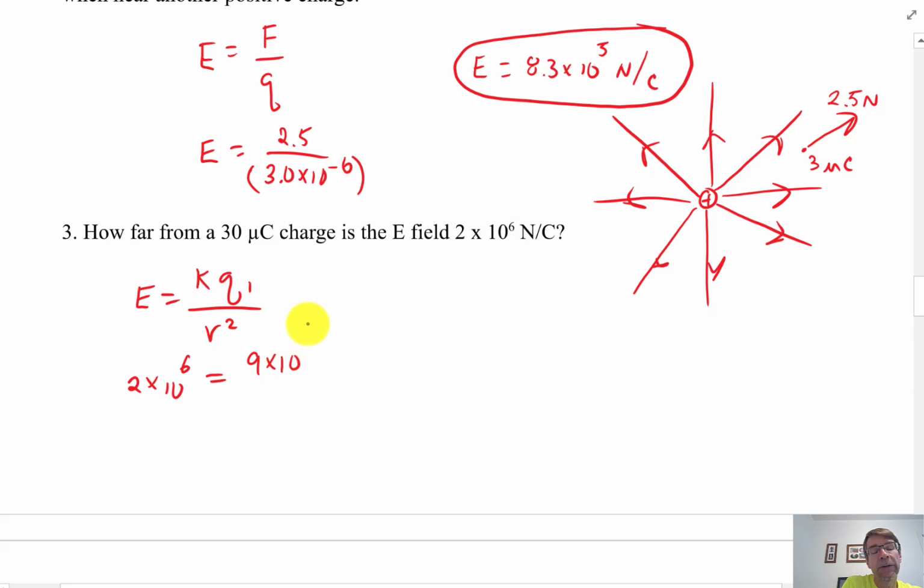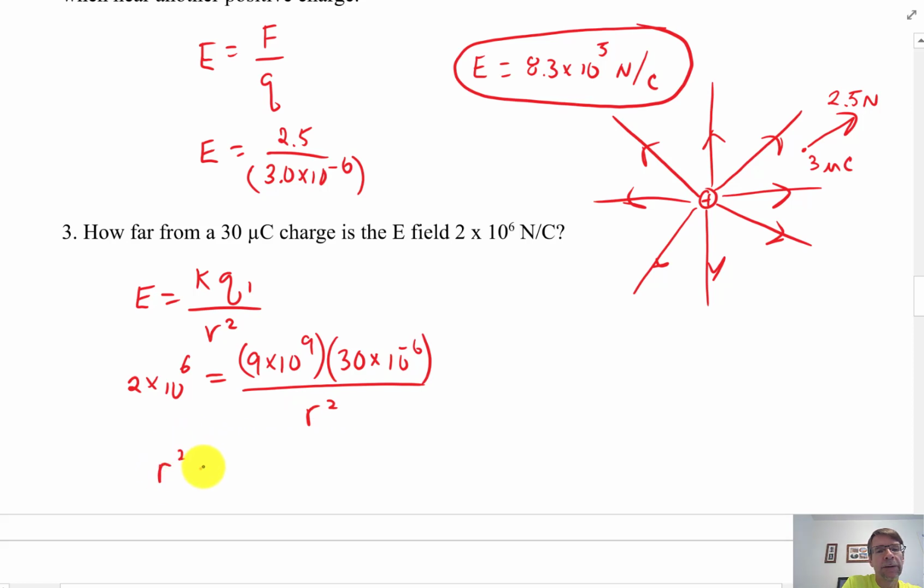It's really not going to be that important in this class. It's an important consideration if you're an actual research scientist doing work. You have to pay attention to sig figs. Don't get crazy. Times Q1, so 30 times 10 to the negative 6, 30 micro, divided by R squared.